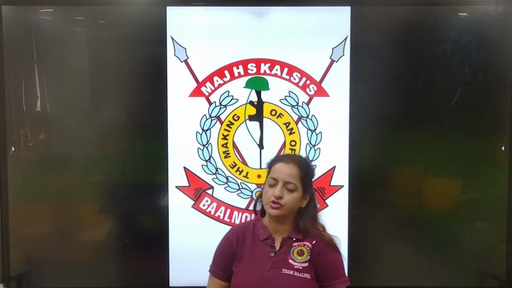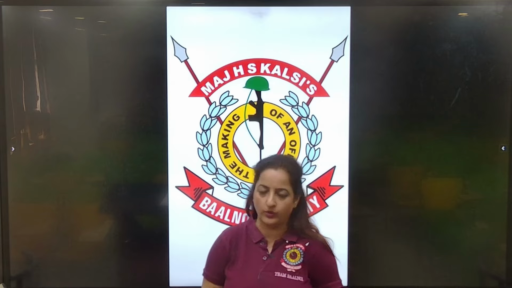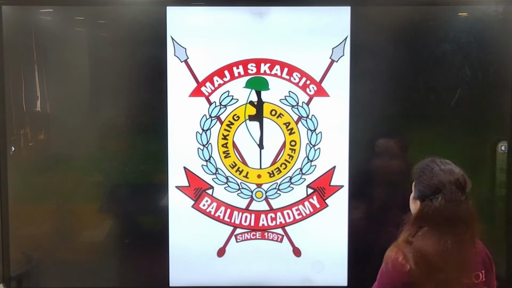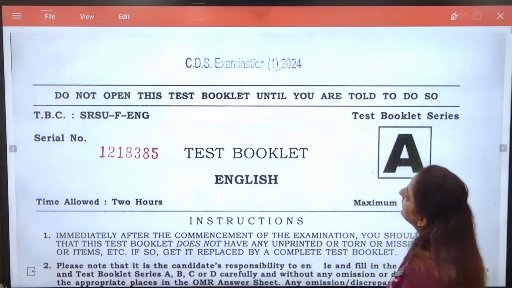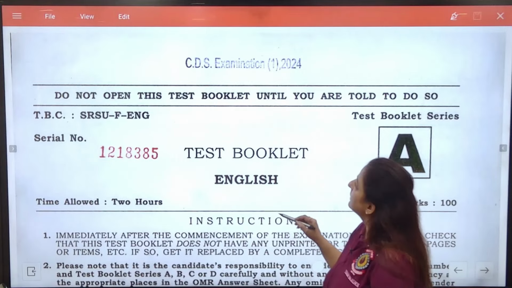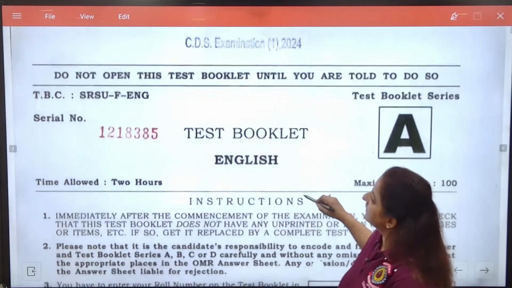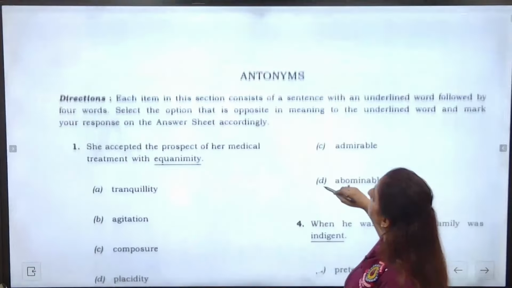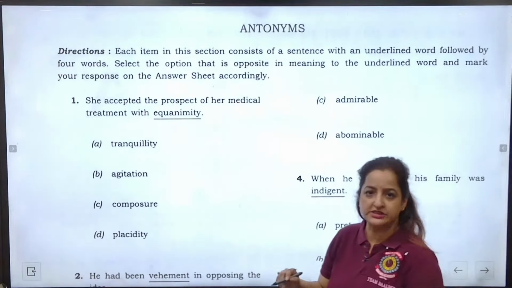Today, we are going to solve a CDS PYQ, which is CDS 1 2024. So, let's get started. So, this is set A, 120 questions, and it begins with antonyms.